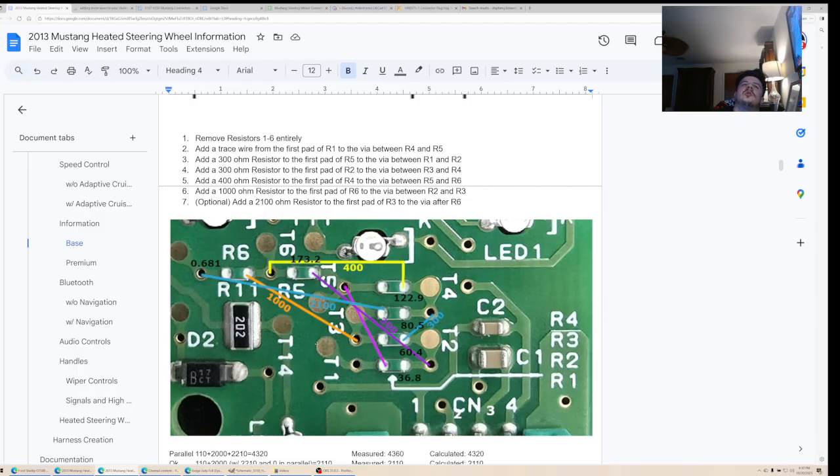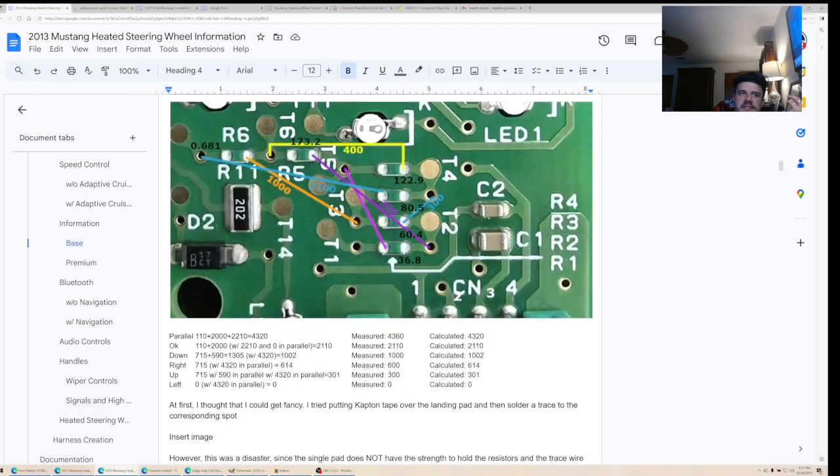Once again, you don't have to do this. It's optional. Again, I've seen that this works without this, but you can add a 2100 resistor from this pad or this pad, doesn't really matter, of these two, over to this via after R6. If you do that, that creates that resting voltage that will allow this switch to work.